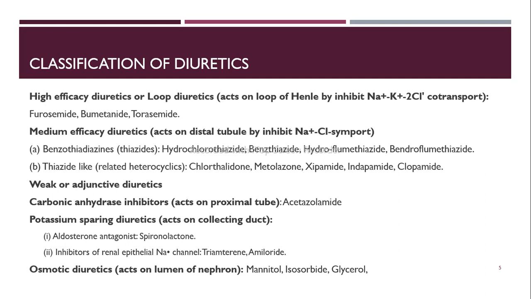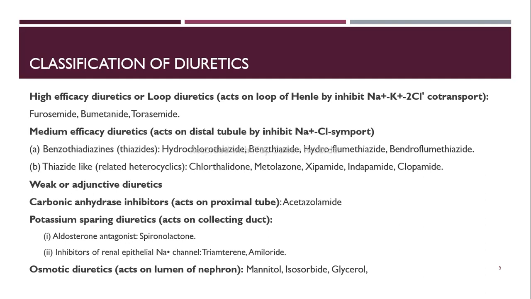Examples are hydrochlorothiazide, benzthiazide, hydroflumethiazide, then bendroflumethiazide. Then we have the second category, that is thiazide like diuretics which are related to the heterocyclics, and the examples are chlorthalidone, metolazone, xipamide, indapamide, and clopamide.